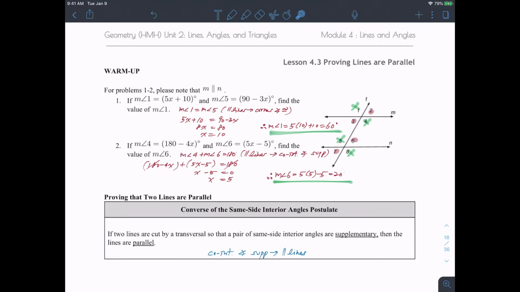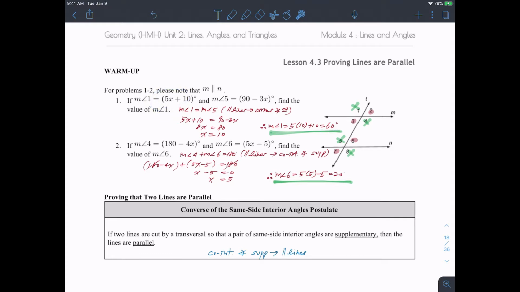Well, anyways, the information they gave here, 1 and 5 are corresponding angles. See that, guys? By corresponding angle theorem, they're equal to each other. Solving for it, x is 10. Plugging that back into the original equation, it's 60 degrees.